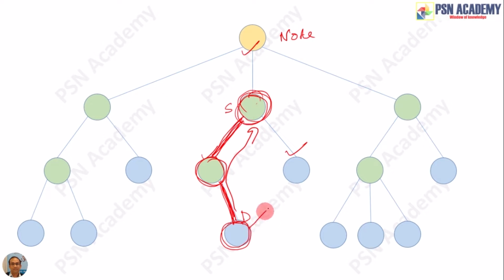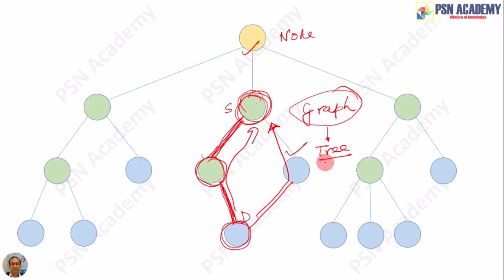If I have a connection from this node to this node, then we find another way through which we can move from D to S, through this link, right? If it happens like this, then it forms a cycle. Please remember that if there is a cycle in this kind of structure, then it is a graph. And in a graph, if there is no cycle, then we call that graph a tree. So a tree is a special type of graph that has no cycle.